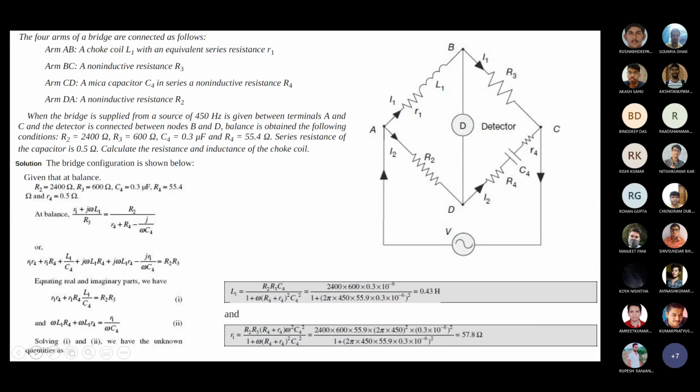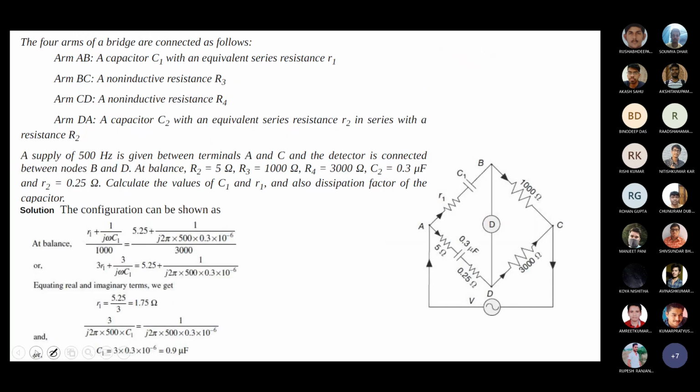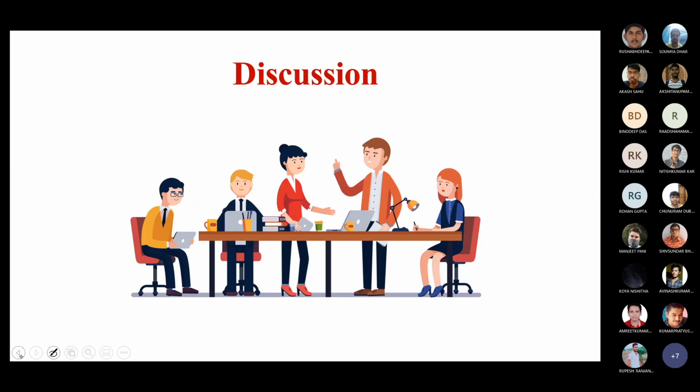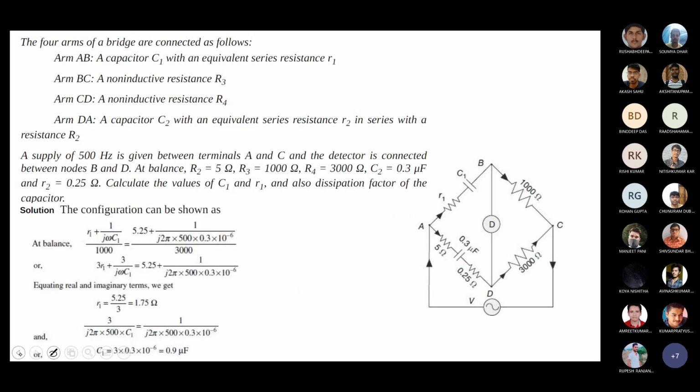So some numerical problems are there. Based on the numerical problems, I'll share the slide so you can solve them at home. If you have any kind of confusion, you can ask me. At the time of the exam, that type of problem will be there. So different numerical problems are there, and some other problems are also there for the assignments.